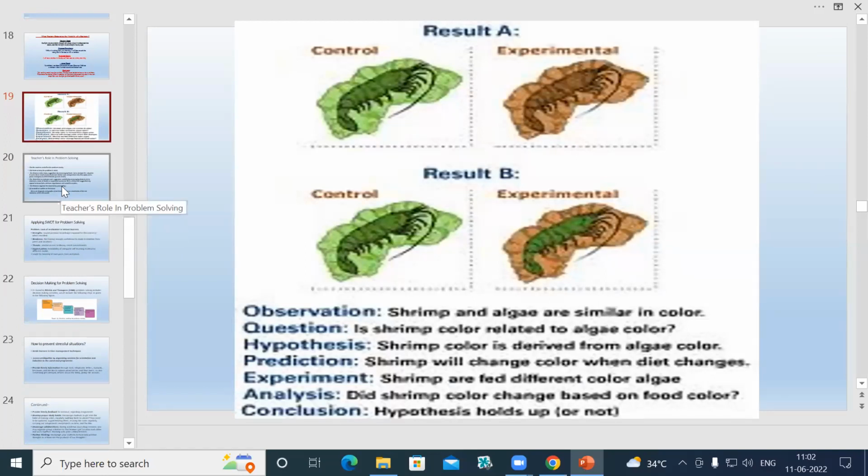Now you will work on this: did shrimp color change on different feeding habits or different color algae? Will shrimp change color or not? Okay, this is the habit of the shrimp. Shrimp always change color with whatever diet they are having, different color algae. So such kind of example you can give to the students.